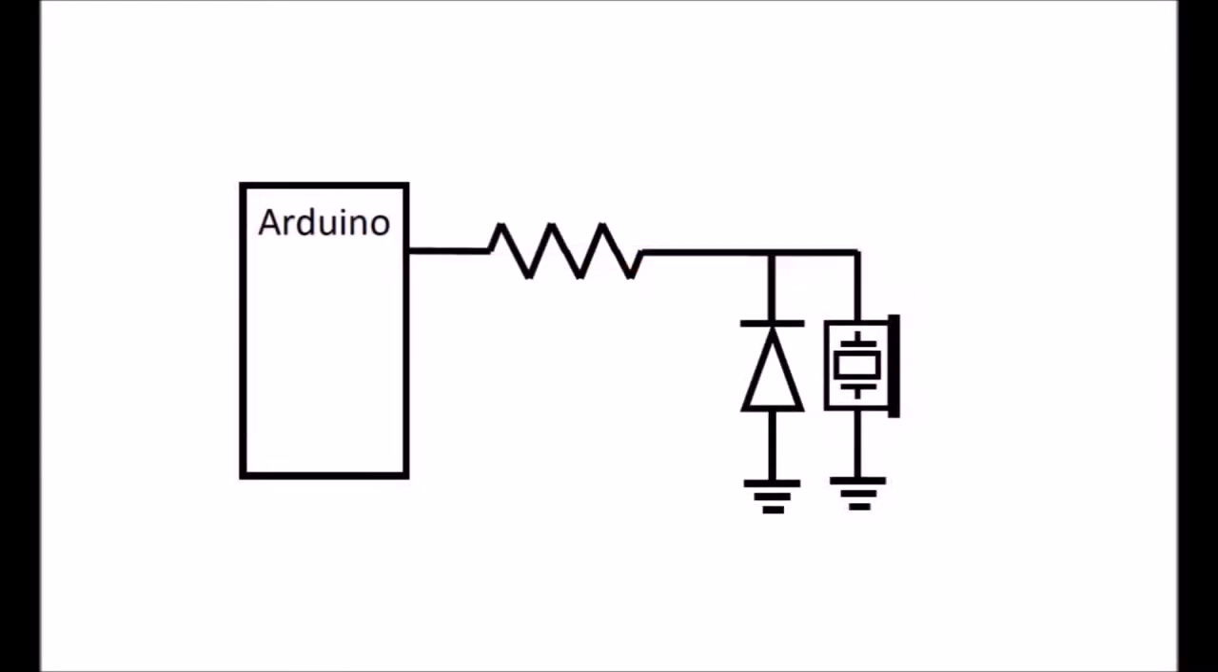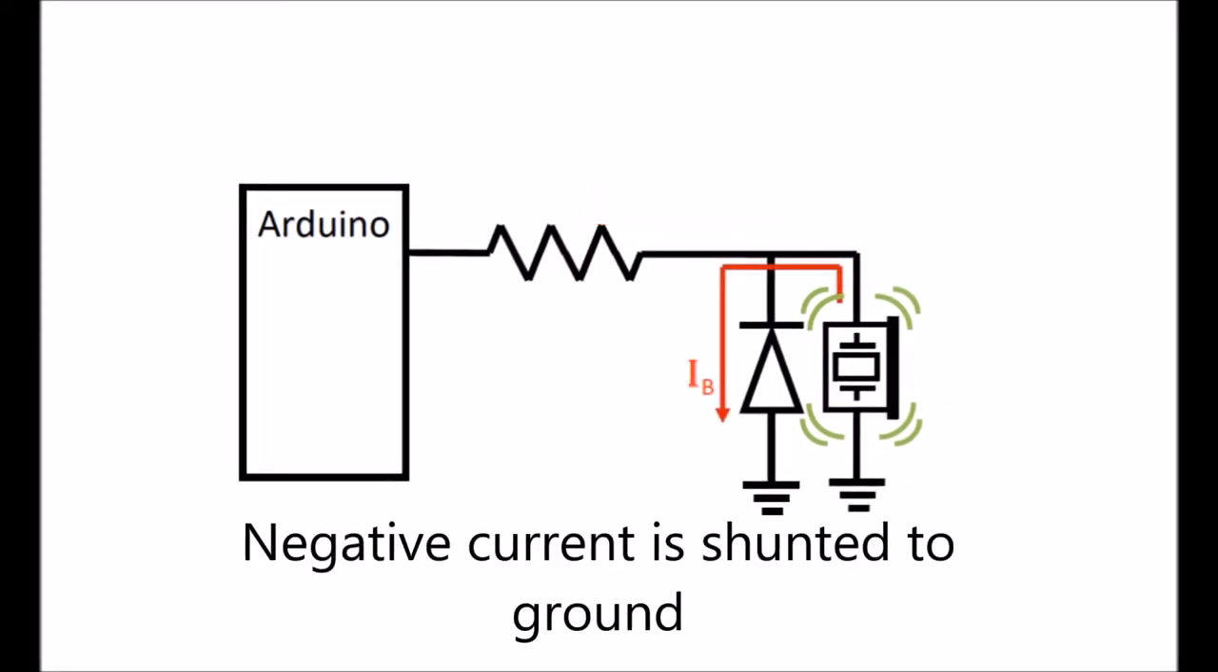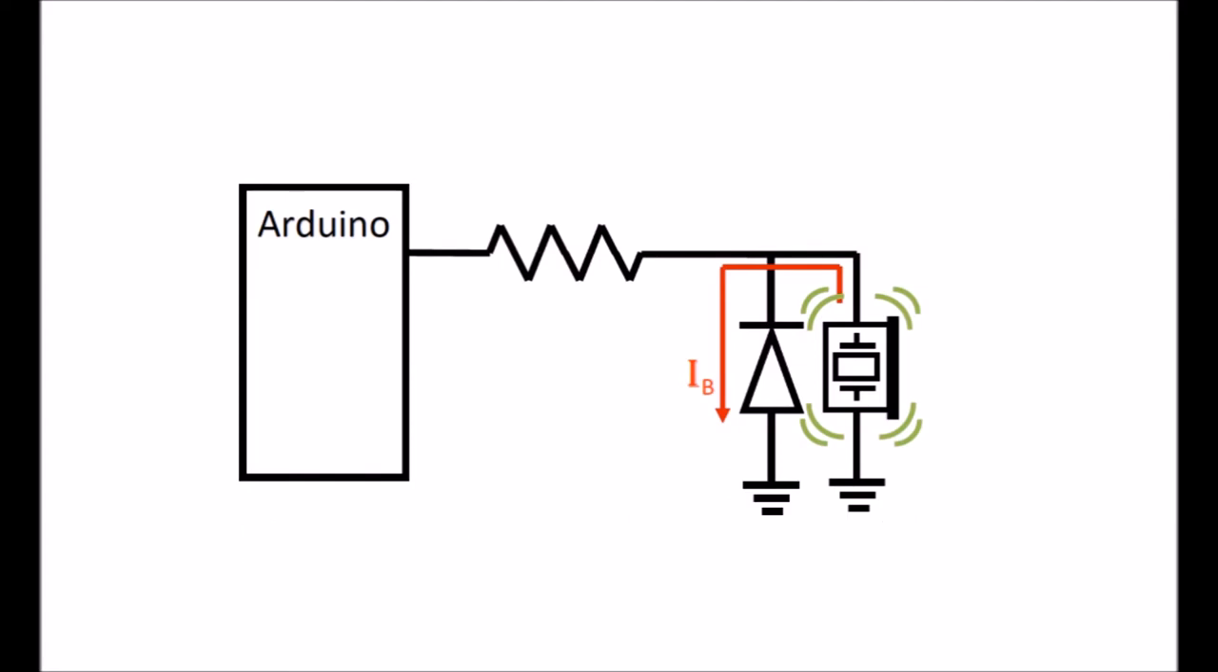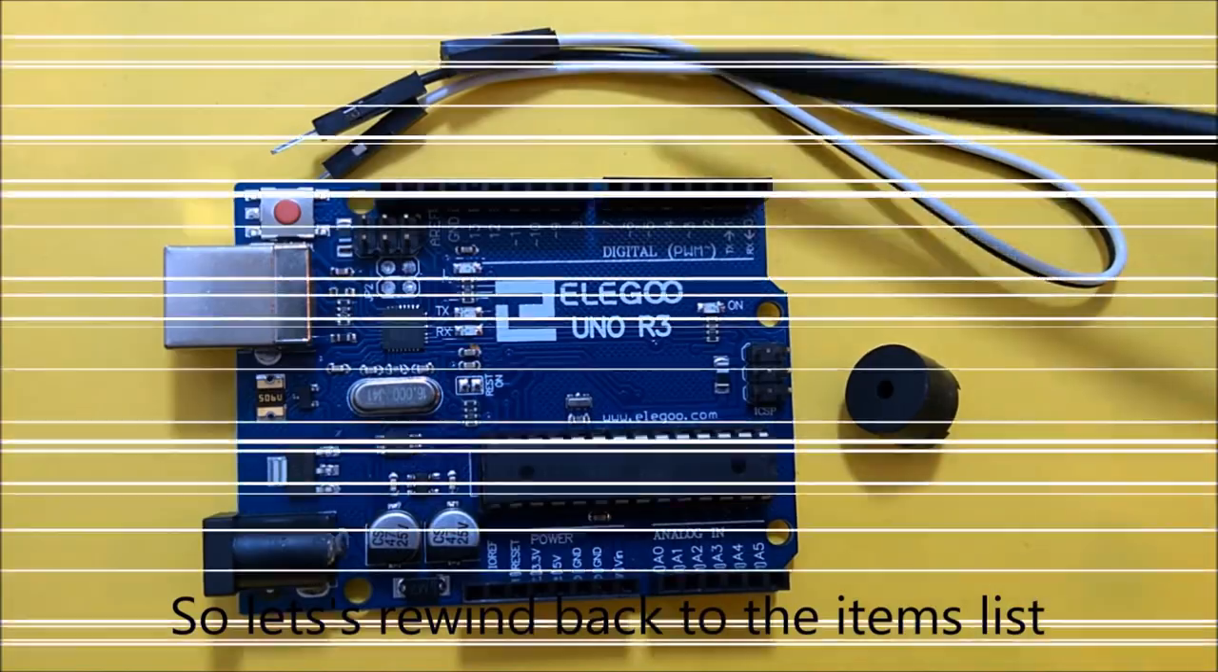Now, if we add the recommended inline resistor and diode, we'll have a configuration similar to this. Then, if we send the signal as before, the current level should be reduced. And when the signal stops, the energy released is shunted to ground. Okay, we need to rewind things back a bit.